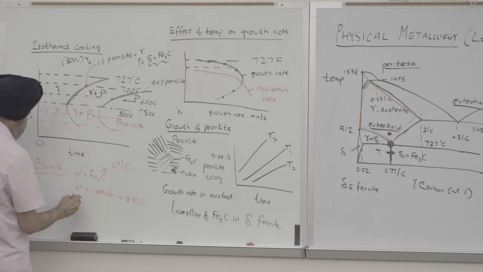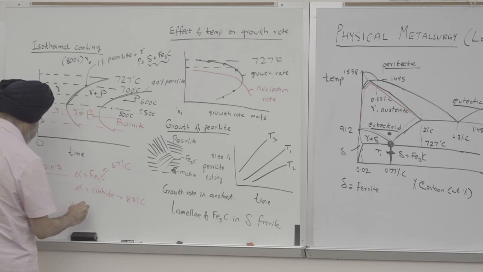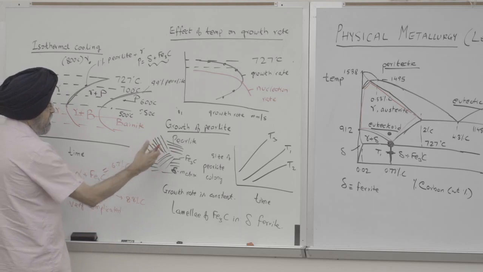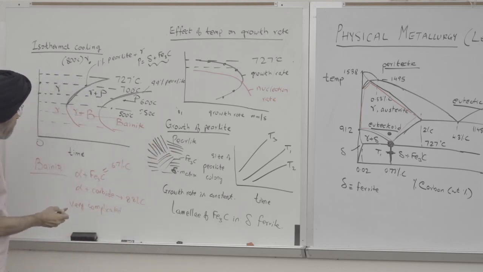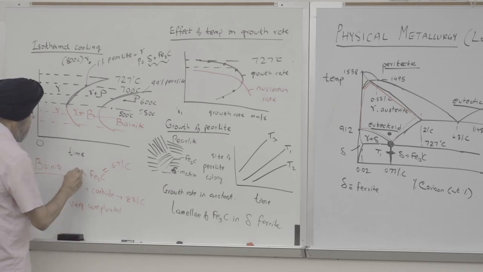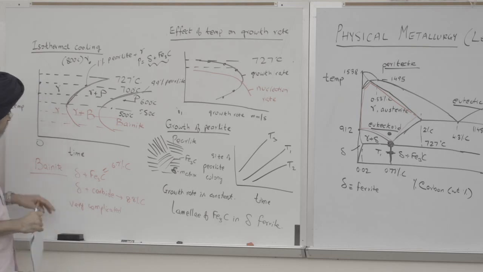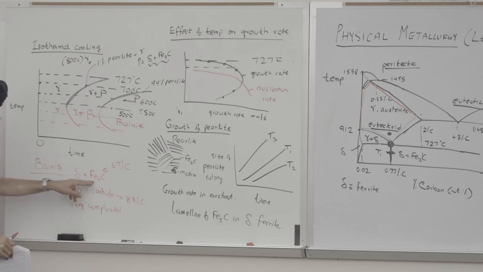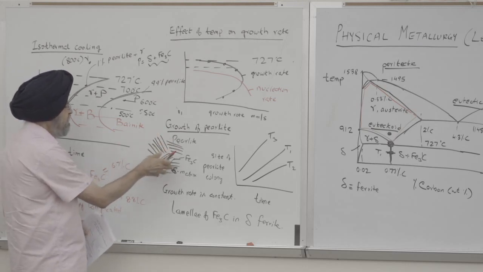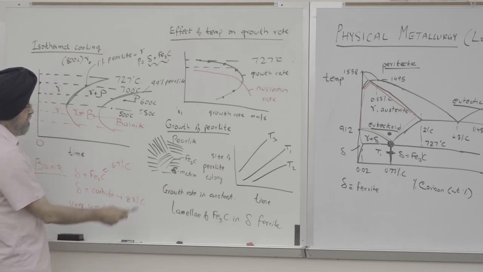But this structure is very complicated. And it's not like this. It's basically a dispersion of carbide. I keep saying alpha, this is delta. So this bainite is particles of carbide or Fe3C in the ferrite, but it's a very, very fine dispersion. It's not neat looking as the pearlite structure.